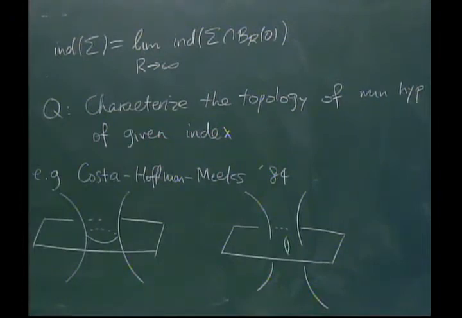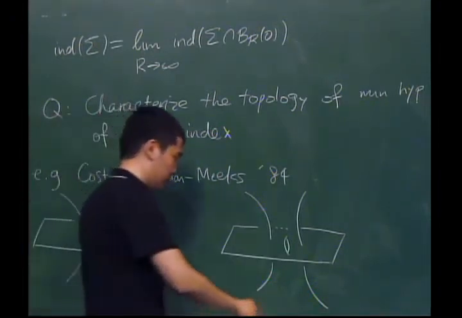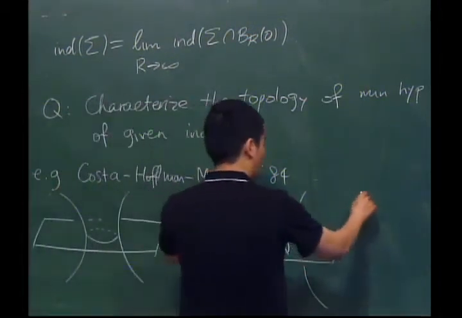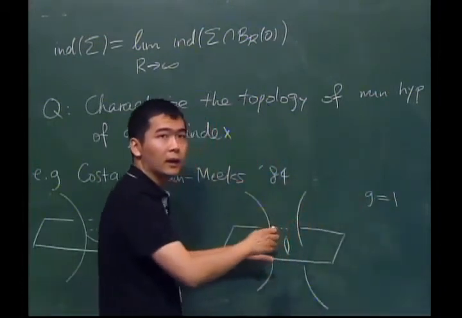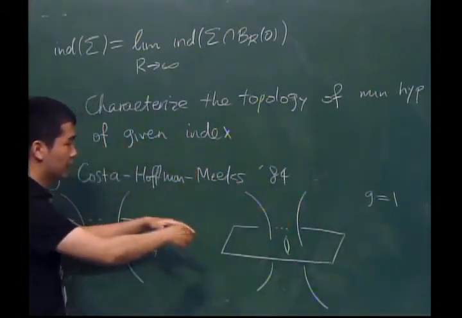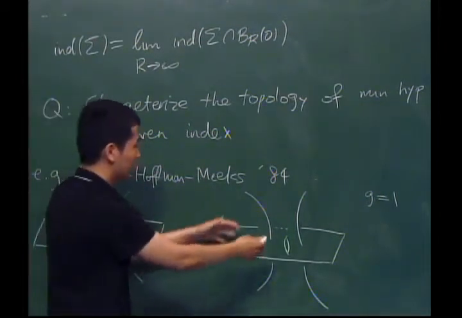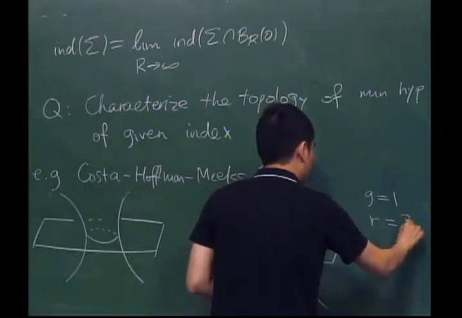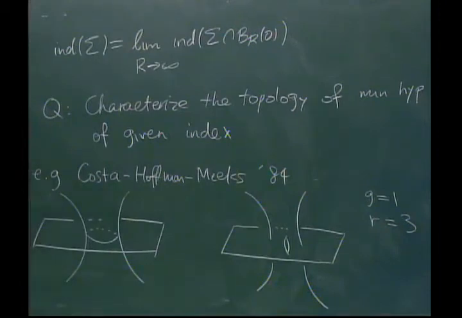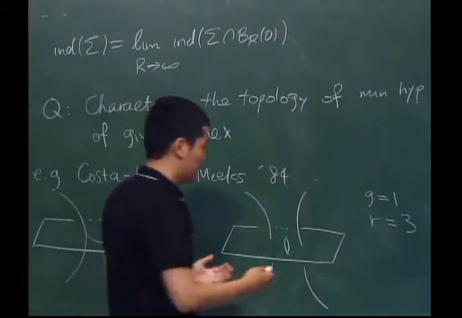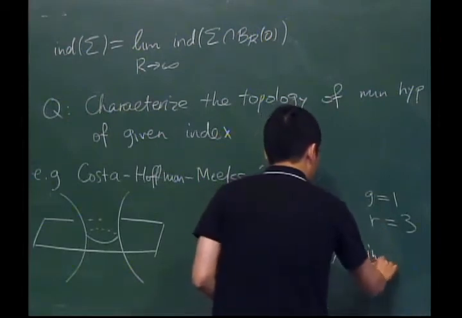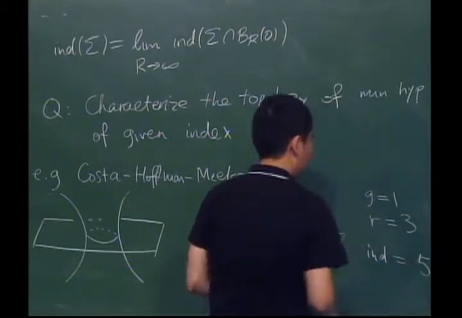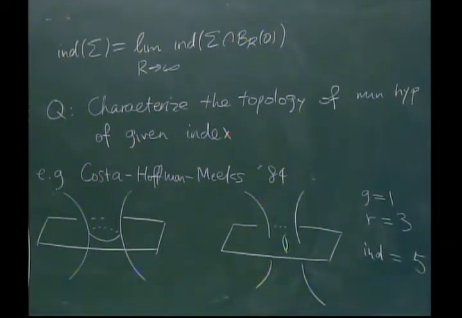Okay, so this way you get a non-trivial embedded minimal surface, and of course you see there's one handle inside, so the genus is 1, right? And there are 3 ends. End means how many components you have outside a compact set. For this surface, the catenoid has 2 ends and the plane has 1, so the number of ends, denoted by R, is 3. Right? And later, it was proved by Nayatani that the index of such a surface is going to be 5. I'm sorry, 5.